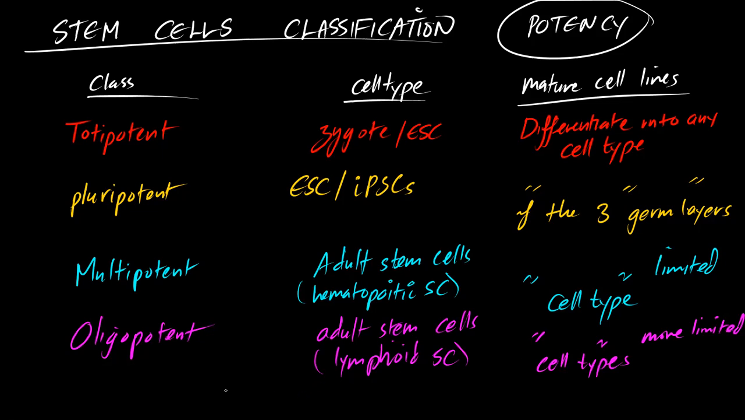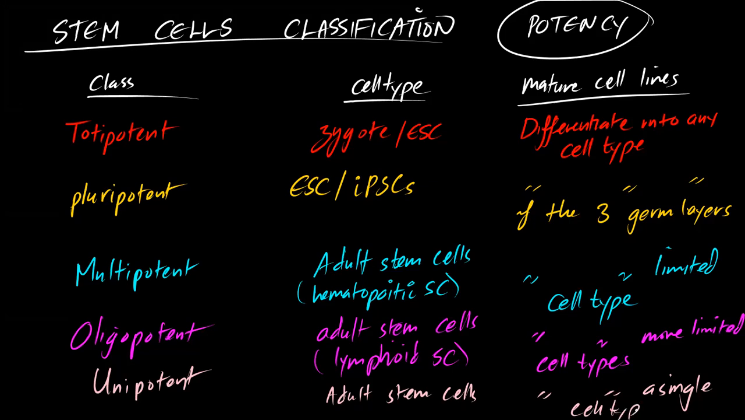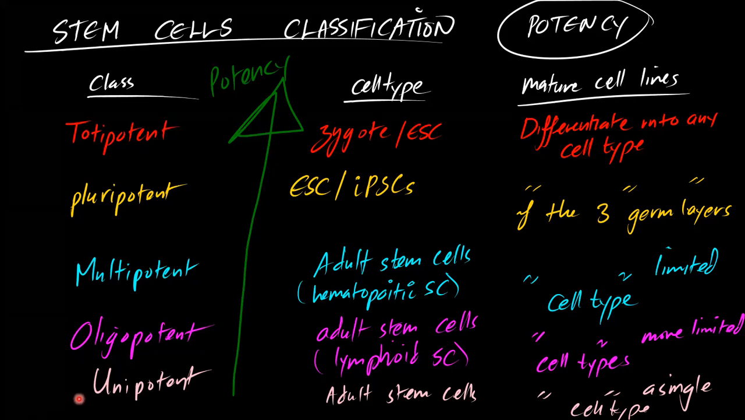And lastly, we have what we call unipotent. These are cells that can differentiate into a single cell type. We have some adult stem cells that differentiate into only one type of cell, a single cell type. So as you go up like this, potency increases. Totipotent cells have the highest potency. As you go down, potency decreases.